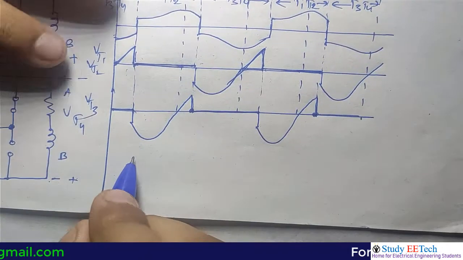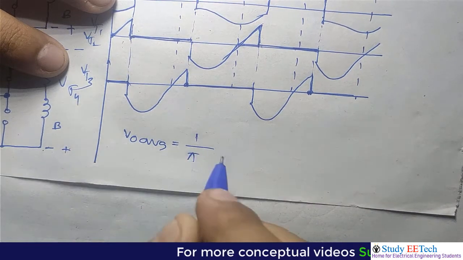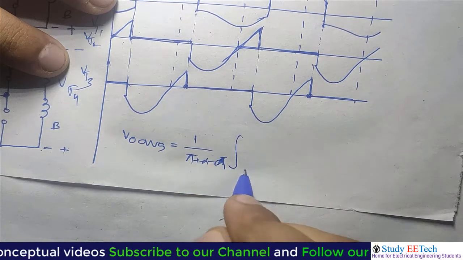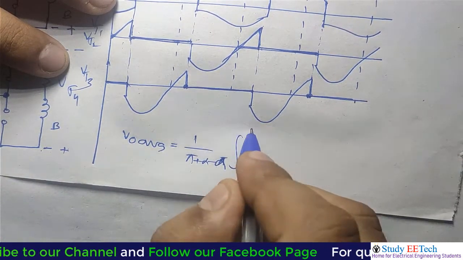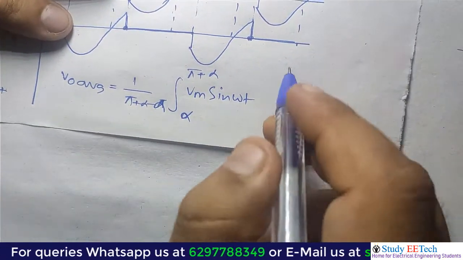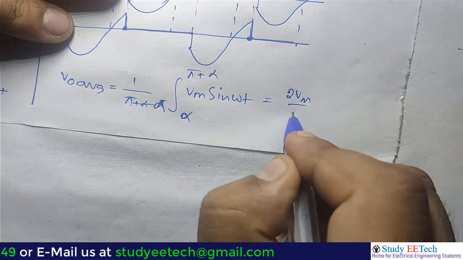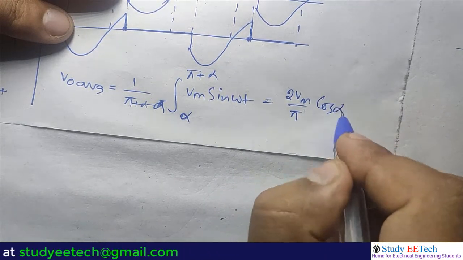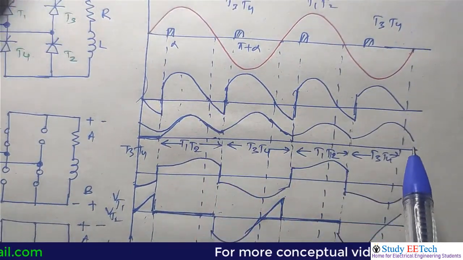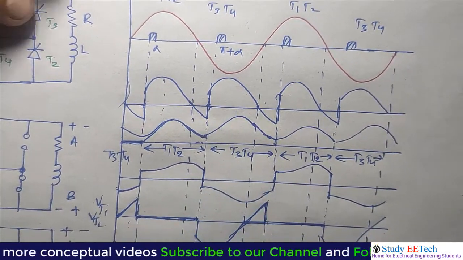right? So the average voltage VO average will be 1 by pi, because pi plus alpha minus alpha, integral from alpha to pi plus alpha of Vm sine omega t. And if we just calculate this, it will come to be 2 Vm by pi cos alpha. Okay. Similarly, we can calculate the RMS voltage and other parameters, and we will take numericals right after a few lectures for better understanding.